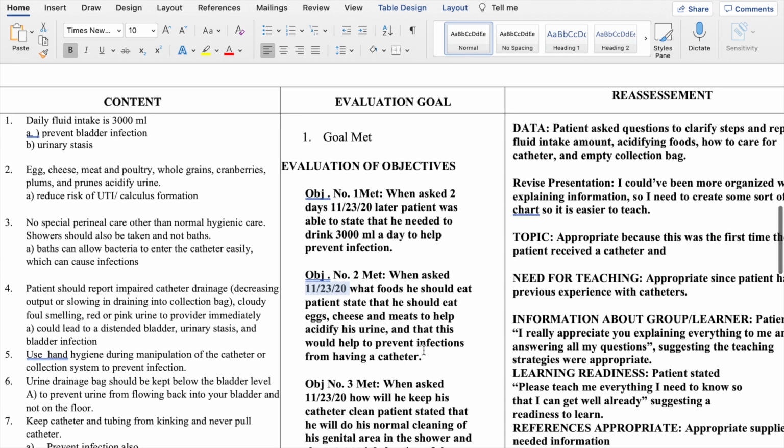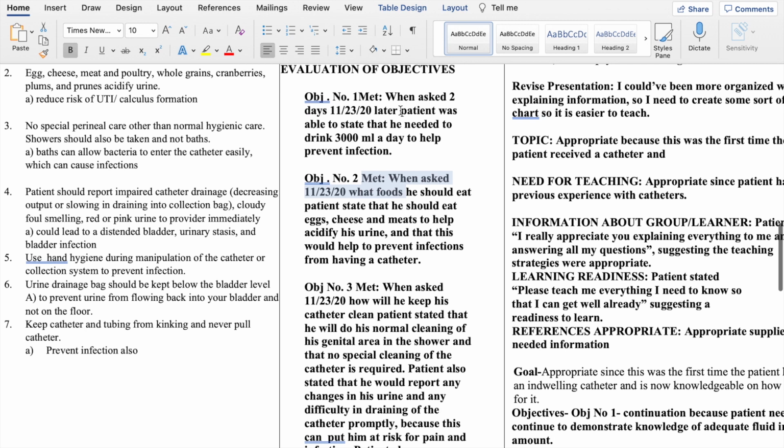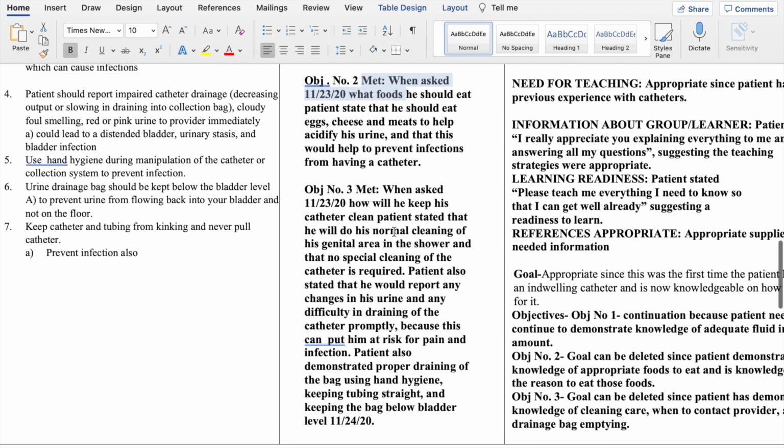When you evaluate your objectives, you just put whether they were met and the proof of why they were met. So you put that you asked them and what the patient stated. And it's best to have quotes. So it's best to always have patient stated when you're evaluating your objectives. And I'm going to just leave this one here, so if you want to read it, you can look it over and pause the video and read it if you want.